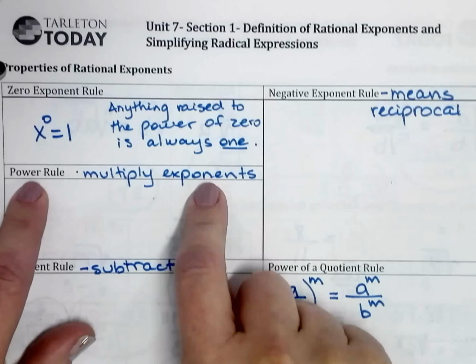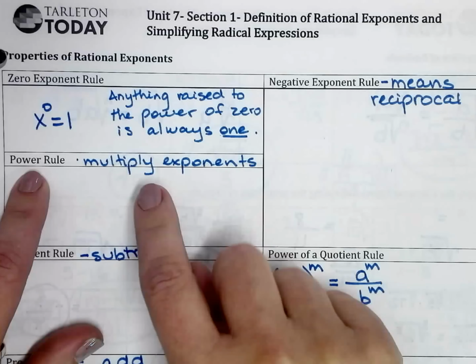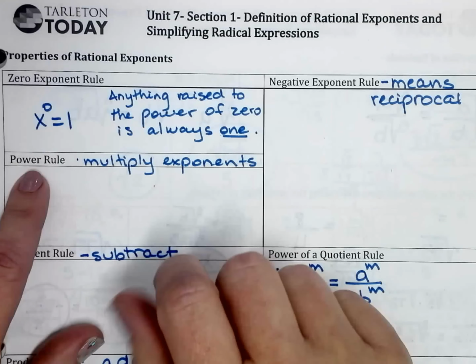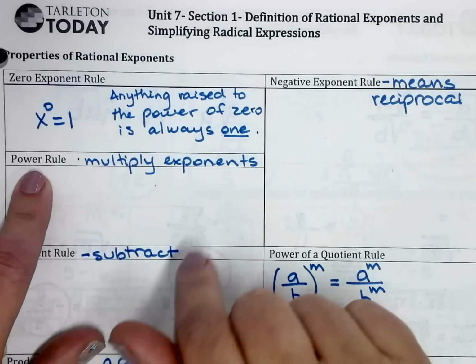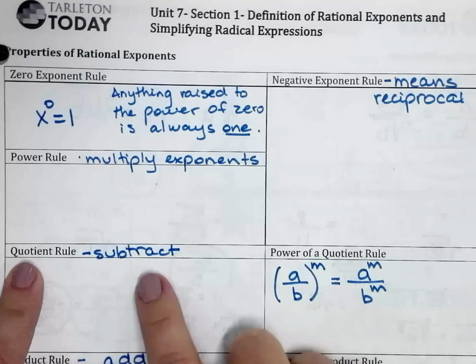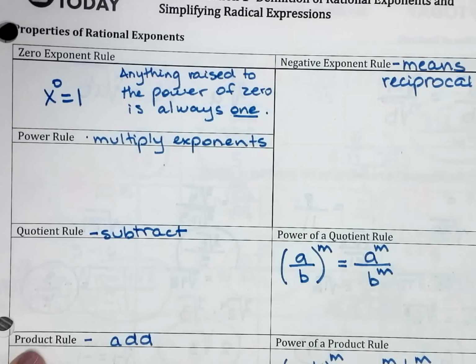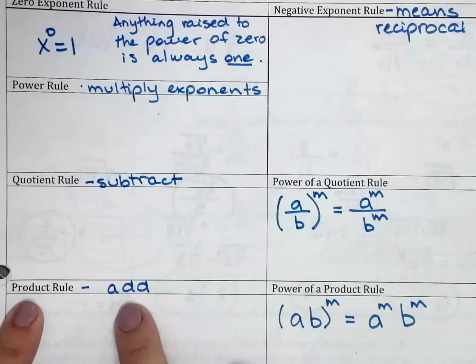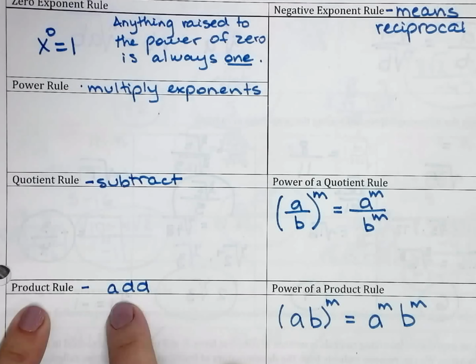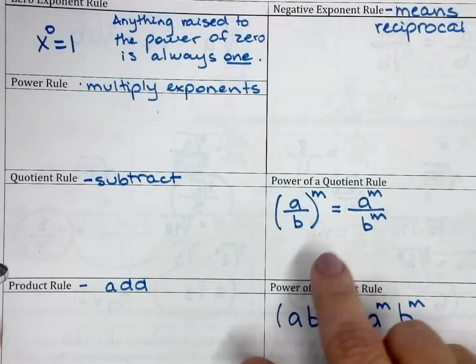Power rule, you multiply the exponents, and you will see some examples, and I go a little slower on the other video, the exponent rules. Quotient rule, you're going to subtract the exponents. The product rule, you're going to add. When you multiply, you add the exponents.